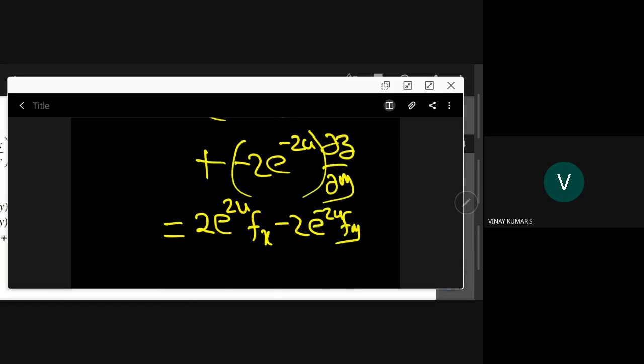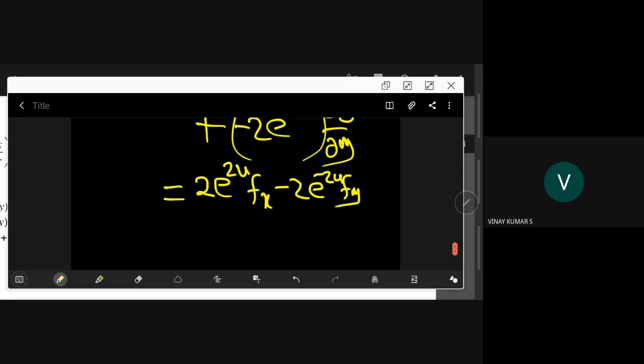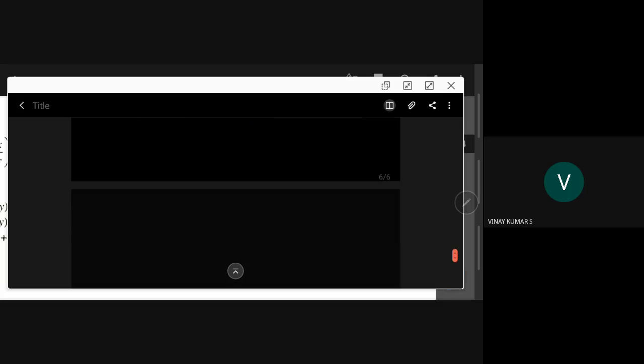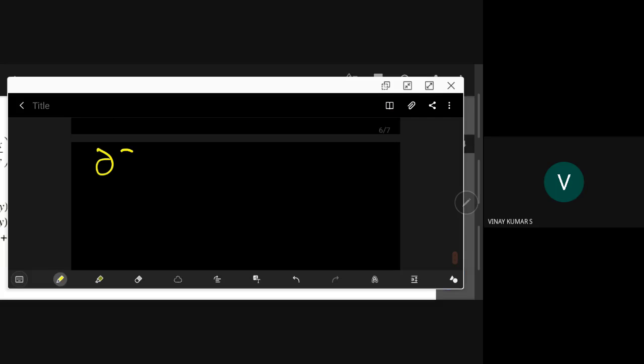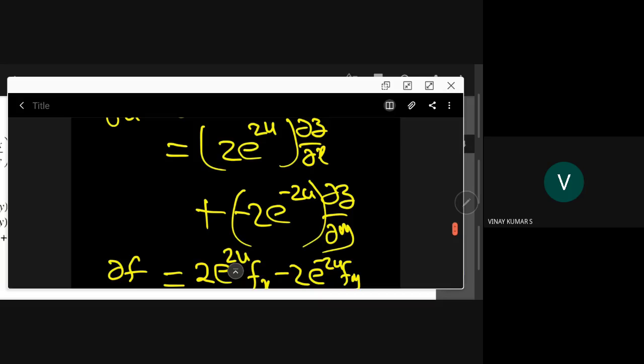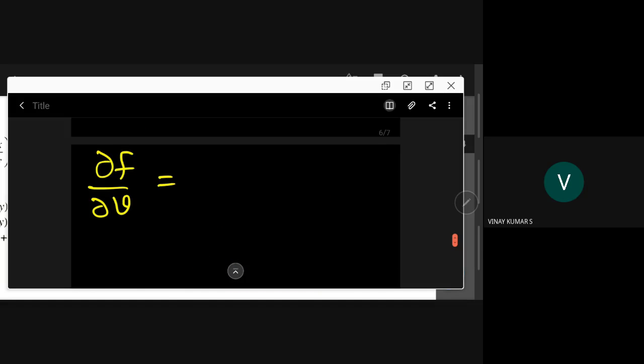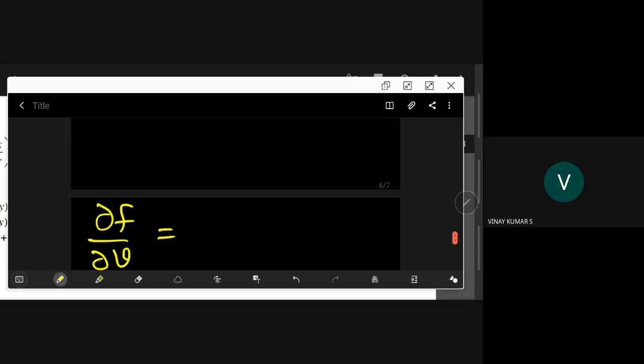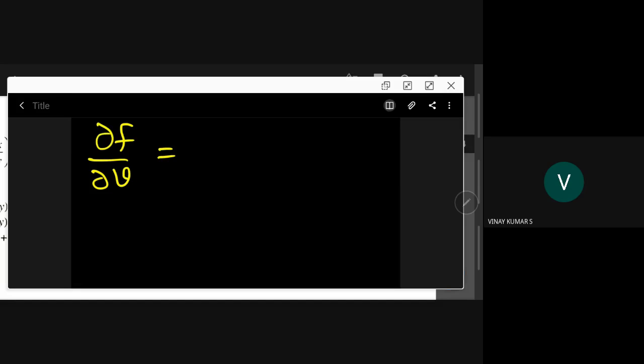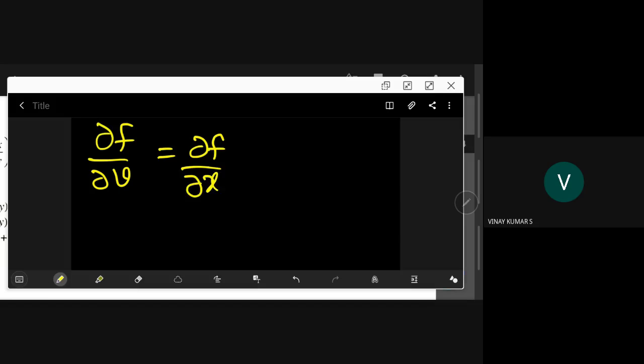Okay, right. What is this? ∂f/∂u. Similarly, if we want ∂f/∂v, ∂f/∂v is nothing but ∂f/∂x into ∂x/∂v plus ∂f/∂y into ∂y/∂v.